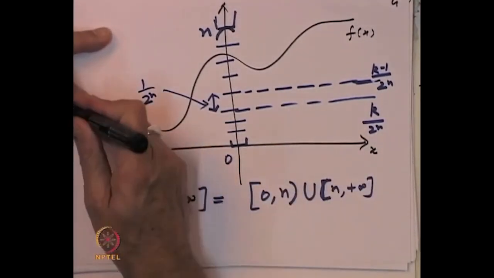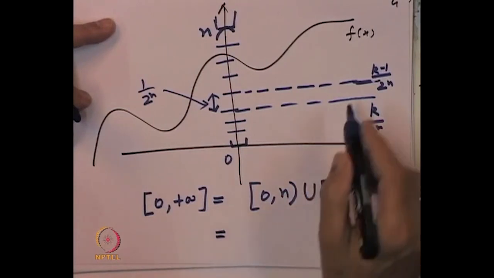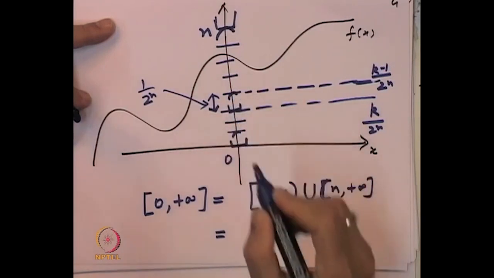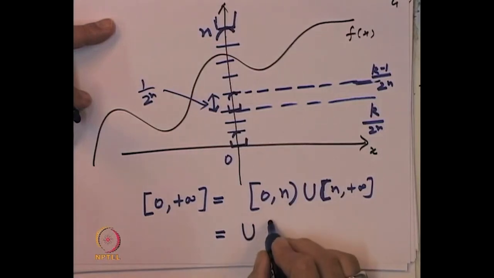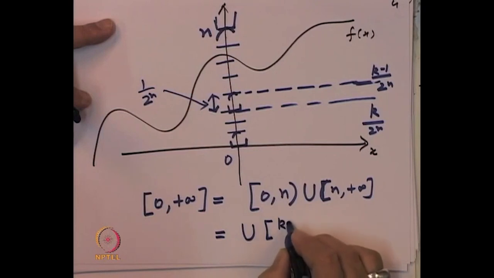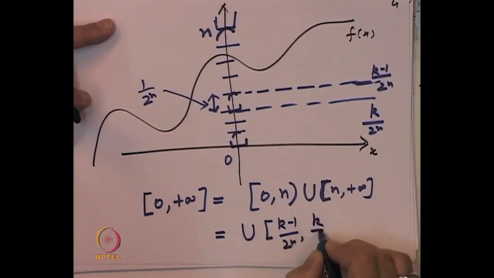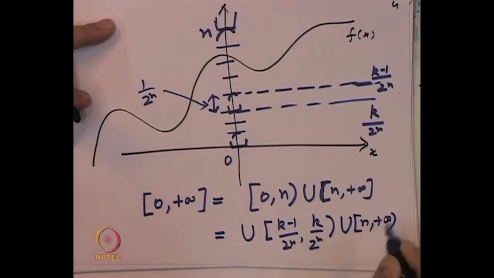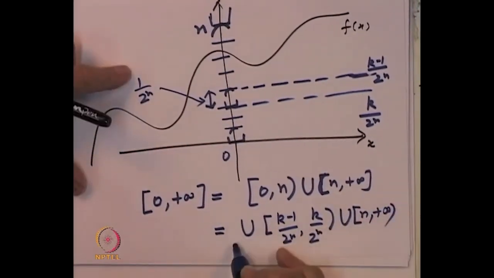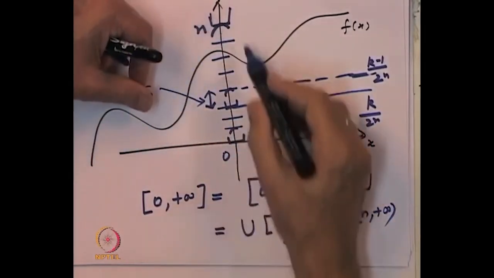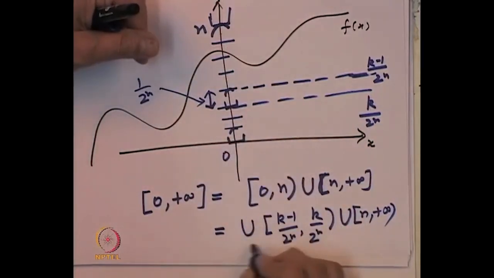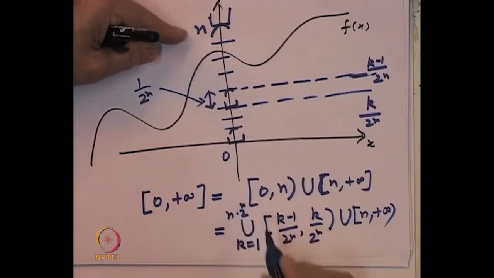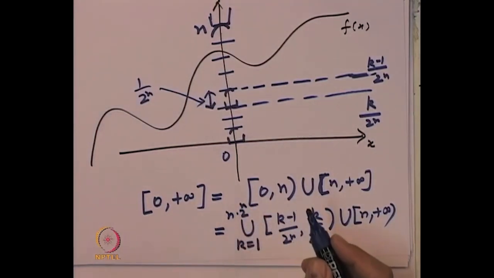Okay. So, I am going to look at intervals open at the bottom, closed at the top, and write this as a union of intervals of the type k minus 1 by 2 to the power n, comma k by 2 to the power n, union the other part, which we leave as it is, n to plus infinity. And how many such small pieces will be there? Total length from 0 to n, each sub interval has length 1 over 2 to the power n. So, this starts with k equal to 1 and goes up to n times 2 to the power n. So, this is what we do.